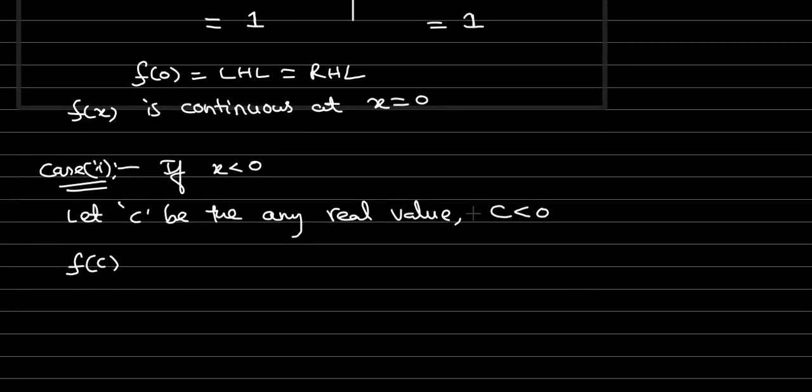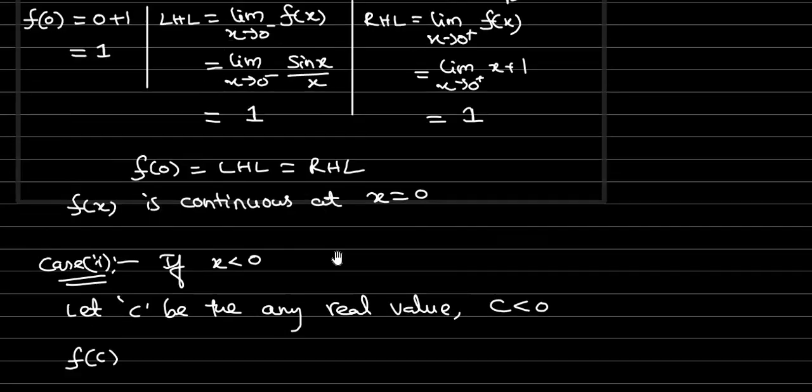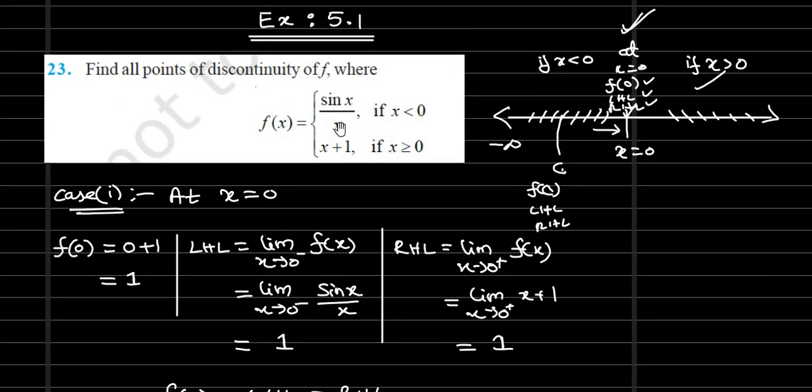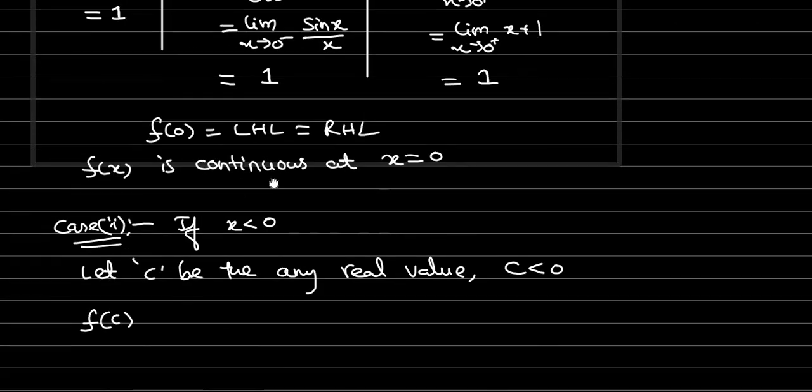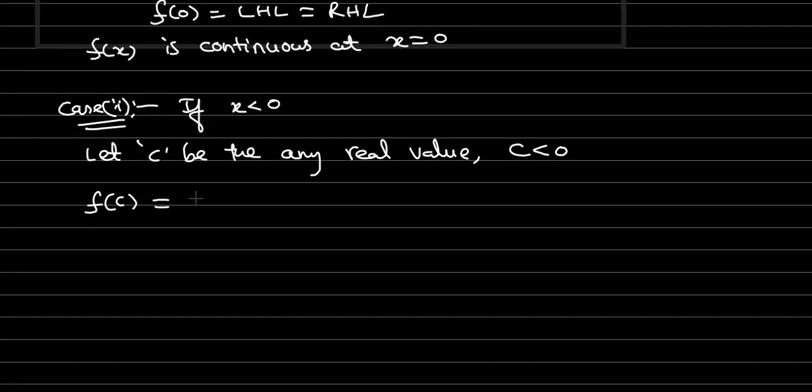So what is the condition for the C? C is less than 0. If it is less than 0, from the given, what is a suitable function? Sin x by x. So here our input is C, that means sin C by C we will get. So sin C by C. Okay, so now we need left hand limit and right hand limit.